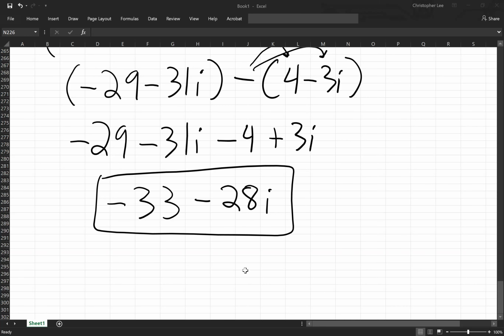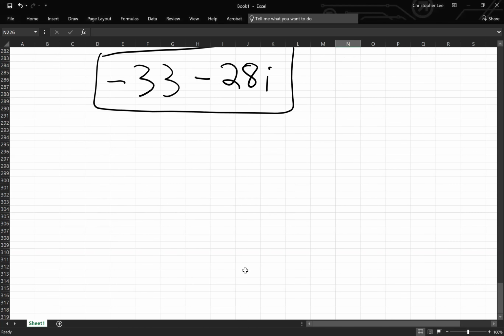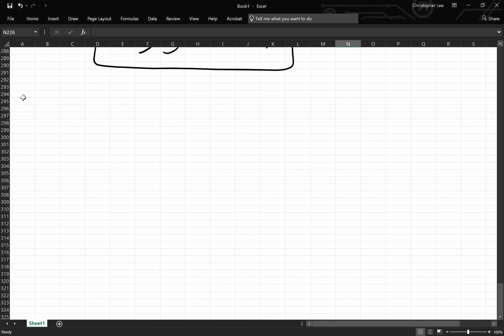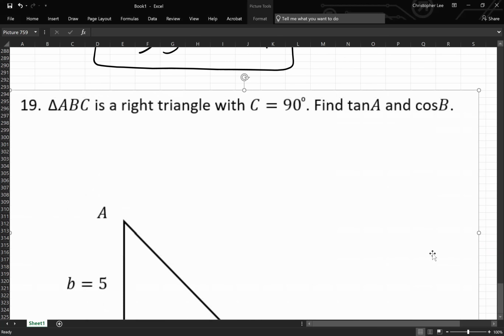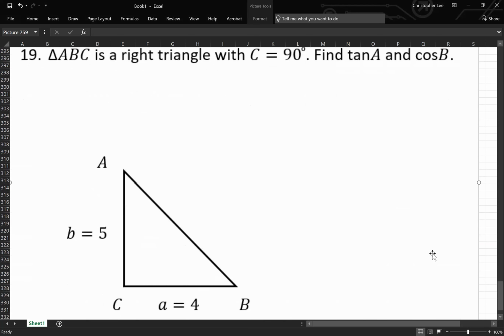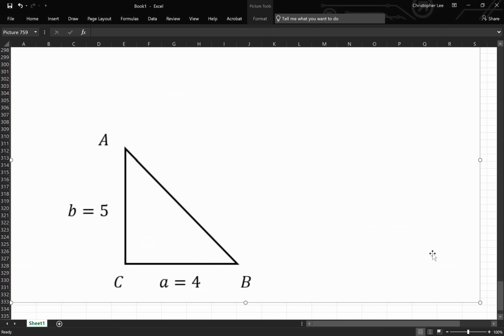Now this question, mad easy. You've seen it on your homework. Super easy right here. So here's what this says. It says triangle ABC is a right triangle with C equal to 90 degrees. Find tan of A and find cosine of B.